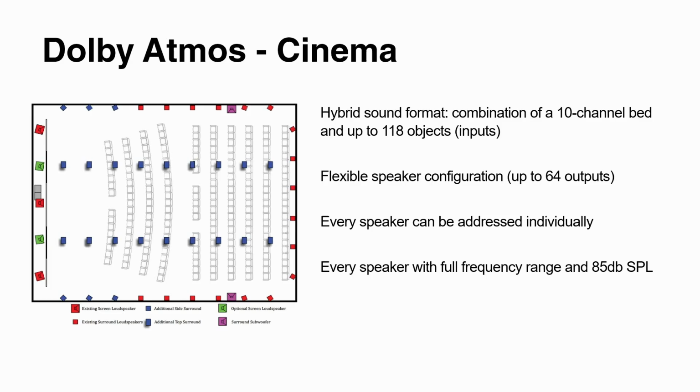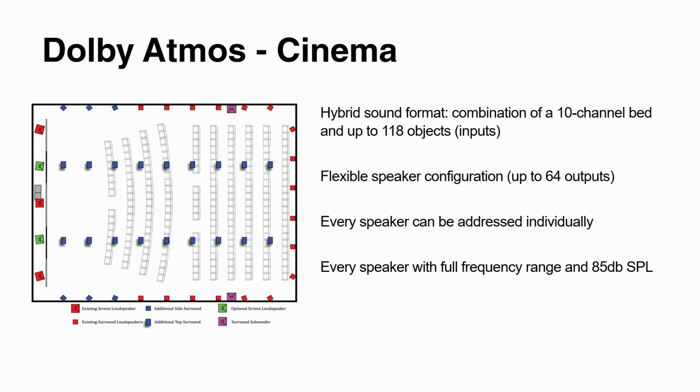Whereas back in the 5.1 times, when you were panning sounds into the surround, it always was played on an array of speakers. And another interesting topic is every speaker is now calibrated with full frequency range, so full range, and at 85 dB SPL. That means every surround speaker offers the same performance as the front speakers behind the screen. And this gives a lot of creative possibilities to design your soundtrack.